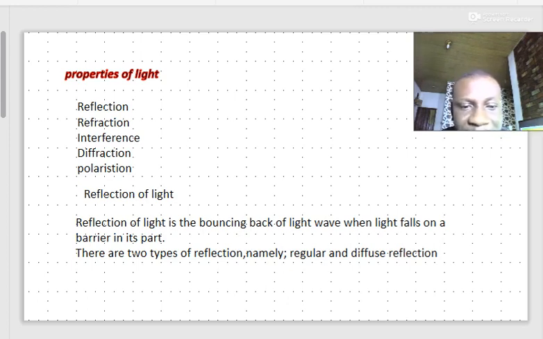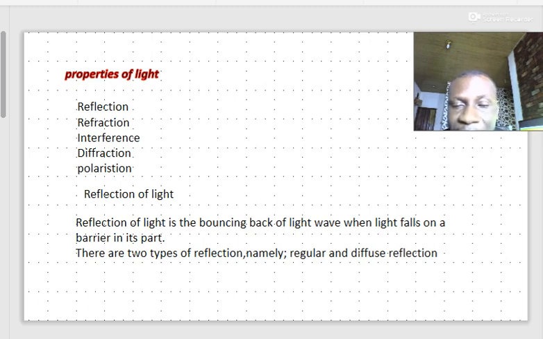Reflection of light is the bouncing back of light when light falls on a barrier in its path. So the barrier could be any object. The object could be transparent, the object could be translucent, the object could be opaque. But the truth is that we need to know what a transparent material is. A transparent material allows a large percentage of light that falls on it to go through.